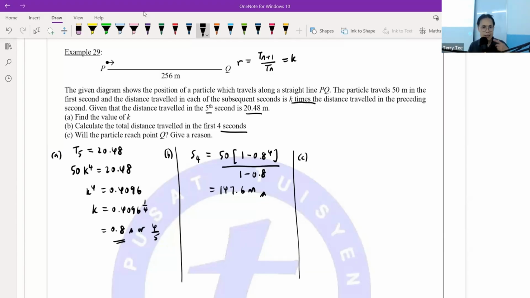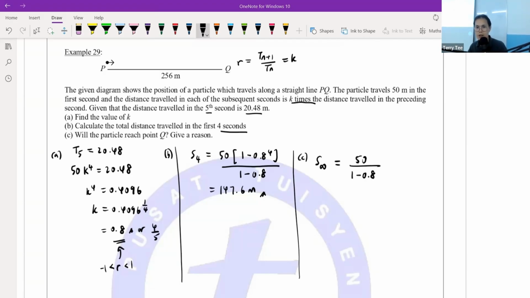Yes, Renessa. Sum to infinity, because we don't know what the end is. Are you going to test one by one, S3, S10, S20, S40? No, just go and do sum to infinity. We know sum to infinity exists when your R is between -1 and 1. So your A is 50, divided by 1 minus R, 0.8.